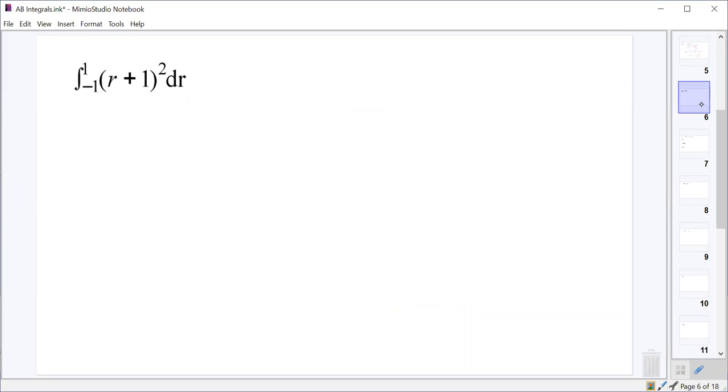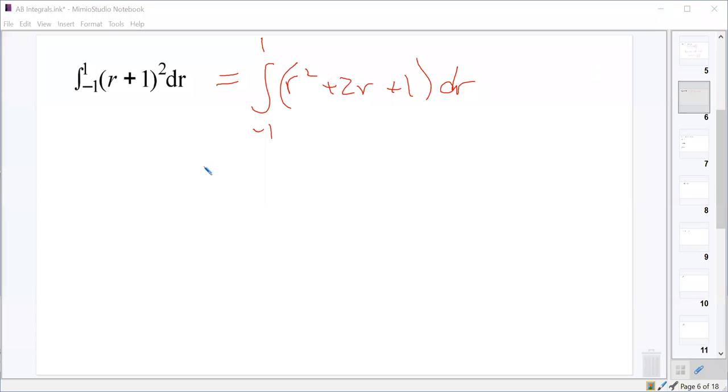Expand the r plus 1 squared. All right, so let's integrate from negative 1 to 1, r squared plus 2r plus 1 dr. All right, so I want you guys to try to do the rest of this one on your own. I'll give you like 2 minutes to integrate and evaluate that. You guys think you could do that? Yes. All right, ready, go.